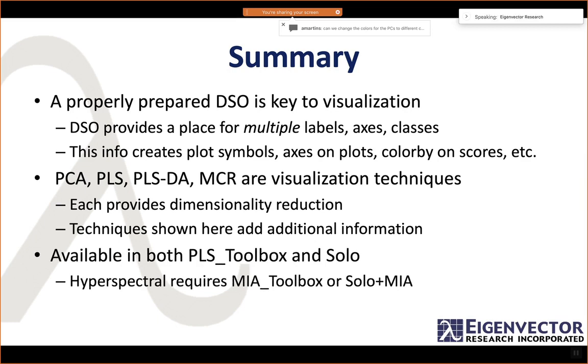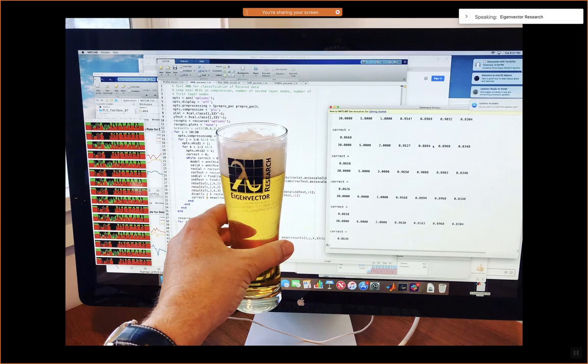And of course, it's all available in PLS Toolbox and Solo, and the hyperspectral imaging stuff, of course, requires MIA or Solo MIA. And with that, I'd be happy to take any questions. What do we got, Scott?